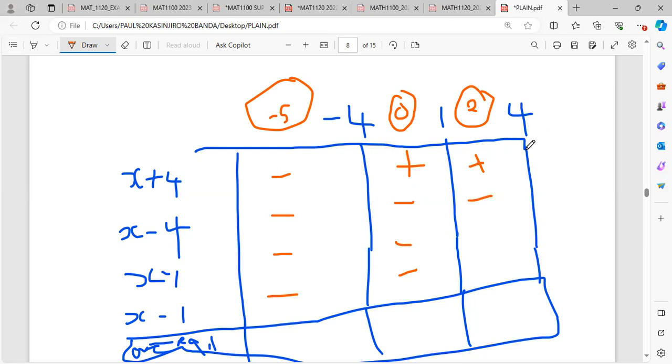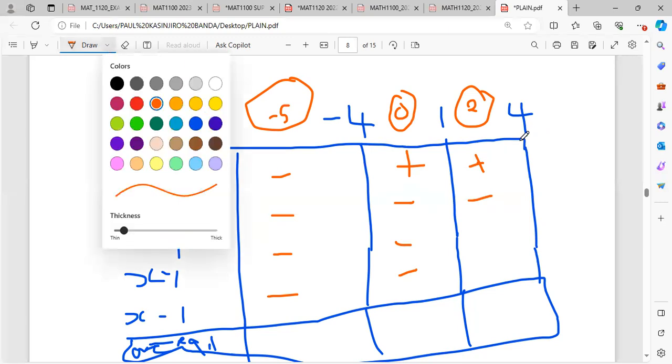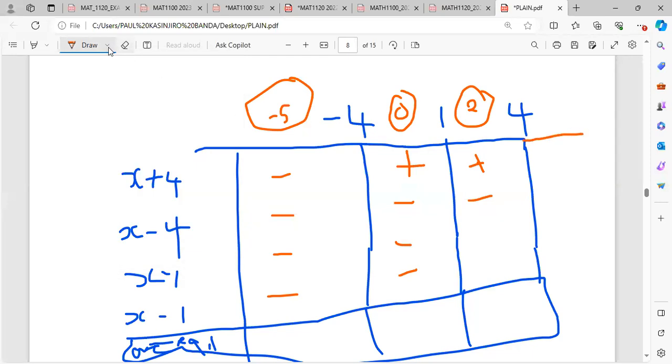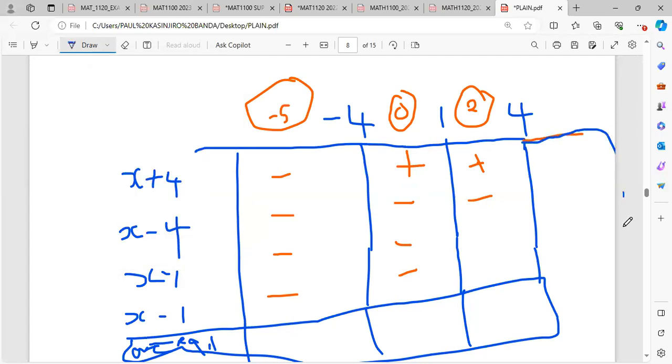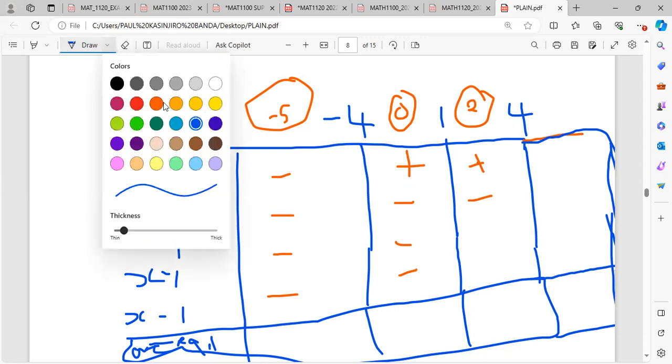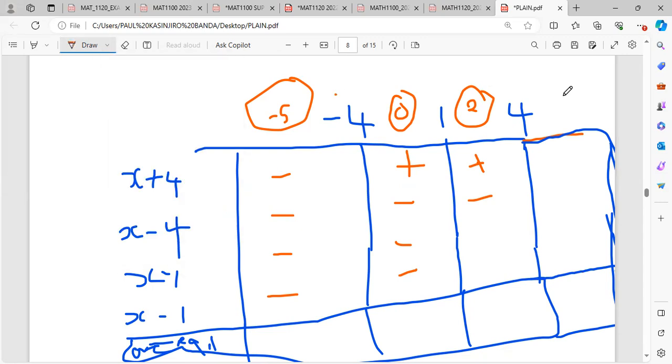Okay guys, I forgot one number here. You also have to put a number on that side, because we have 3 critical points. So here we draw an additional box like that. Here you can put 5, a number that is greater than 4.